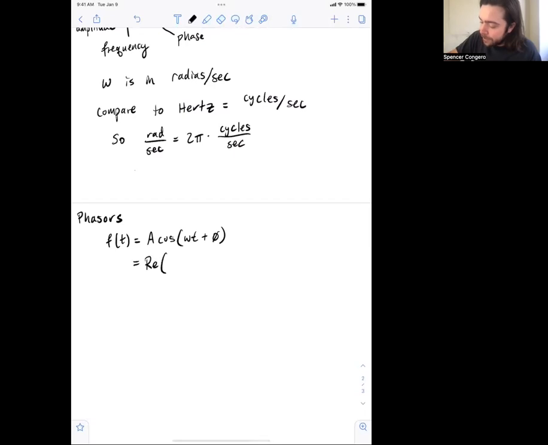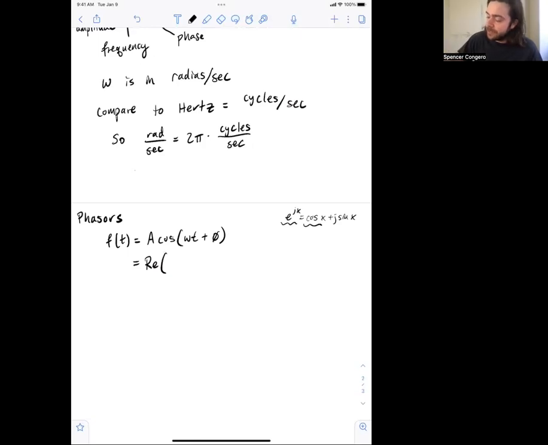as the real part of what? Well, we can use Euler's formula, right? Cosine is the real part of Euler's formula. Remember, e to the j x is cosine of x plus j sine of x. So the real part of this is the cosine of x part, and that's exactly what I have here. X here is omega t plus phi. But a times cosine of omega t plus phi.